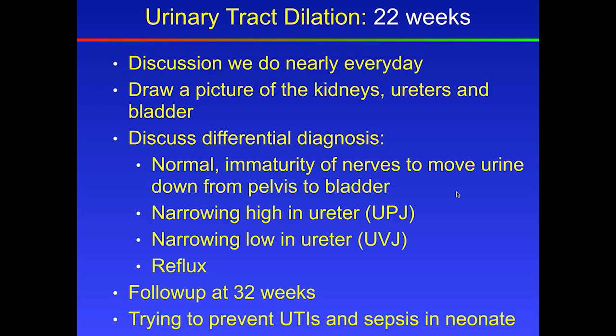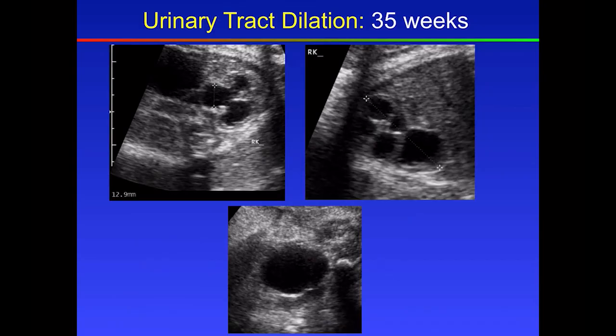And we do that follow-up at 32 weeks, and we tell them that we're trying to prevent urinary tract infections that can lead to sepsis in the early neonatal period that can make the baby very sick. And in fact, in San Diego, at our children's hospital, they tell us that we get about 1 case a week of a urinary tract infection leading to sepsis in a newborn.